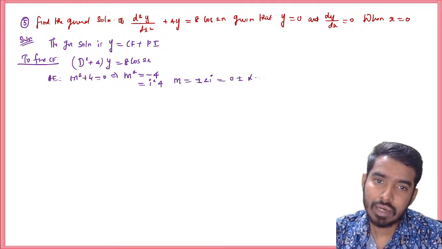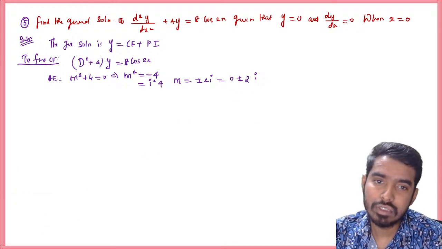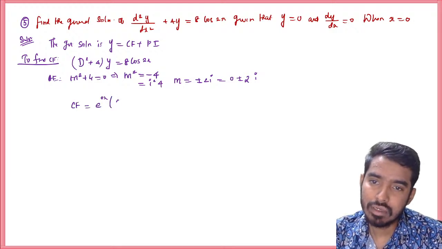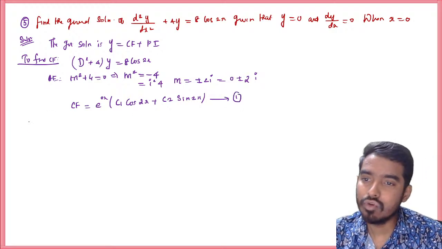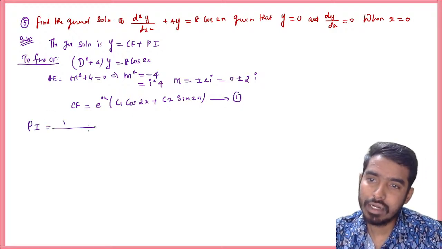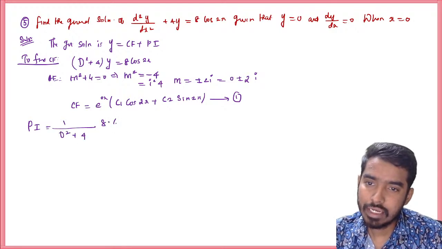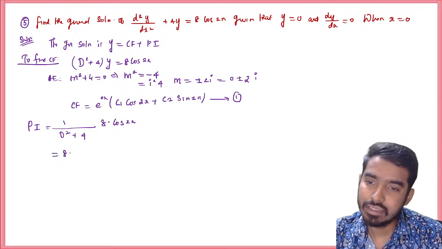So it is of the form alpha plus or minus i beta. So you will have alpha equal to 0, beta equal to 2. So our characteristic function is e power alpha x into c1 cos beta x plus c2 sin beta x. This is your characteristic function, right? Now you find the particular integral, that is 1 divided by D square plus 4 of 8 times cos 2x. Take this 8 outside.